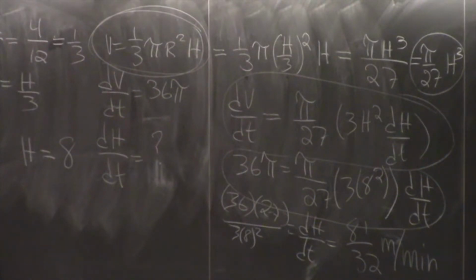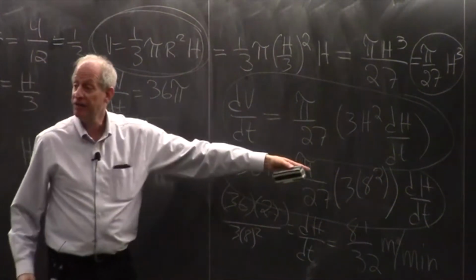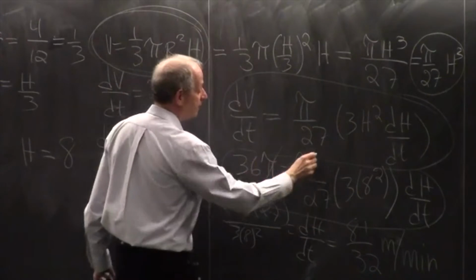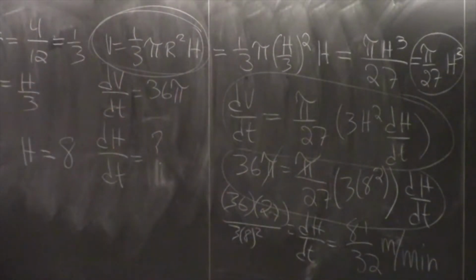Right, Avery? What happened to the pi? Well, I have a pi on the left side. I have a pi on the right side. So I divide both sides by pi. How come what happened to the pi today? Other people got to get it. You didn't. You put chemistry in front of my class.